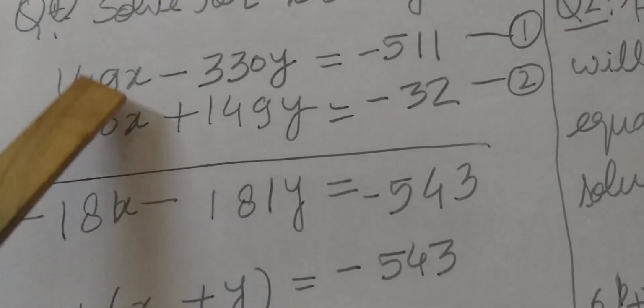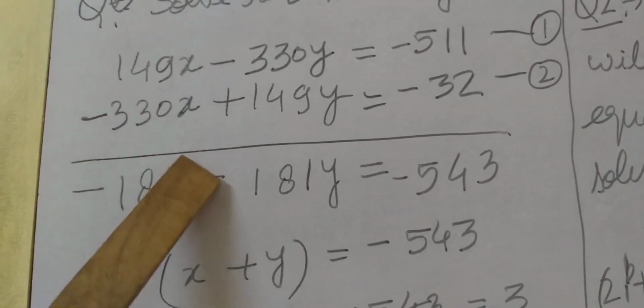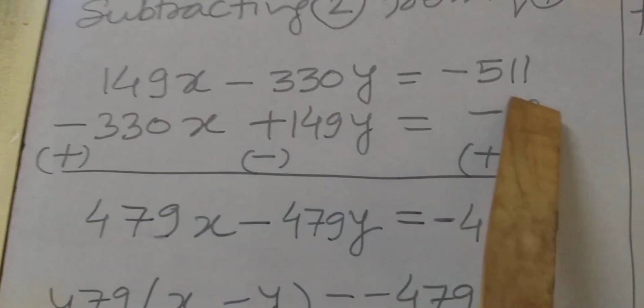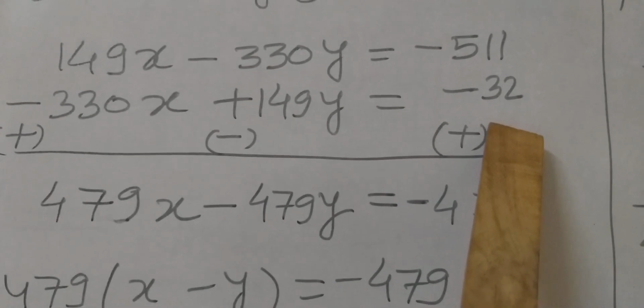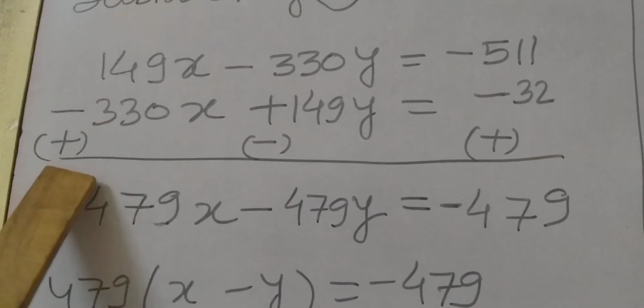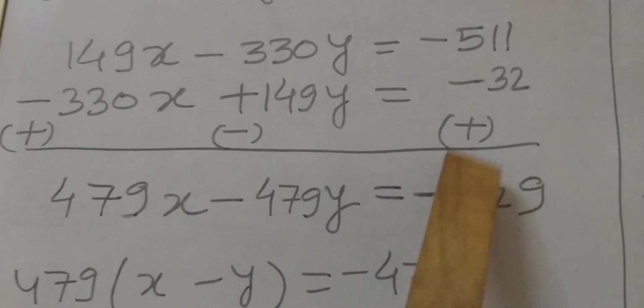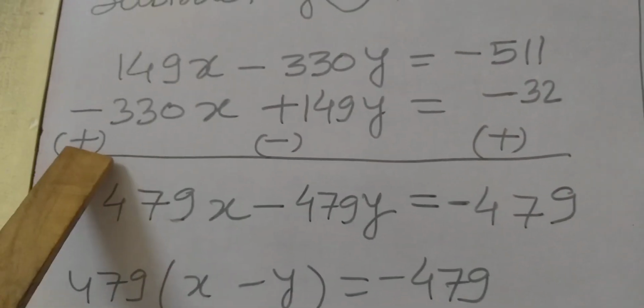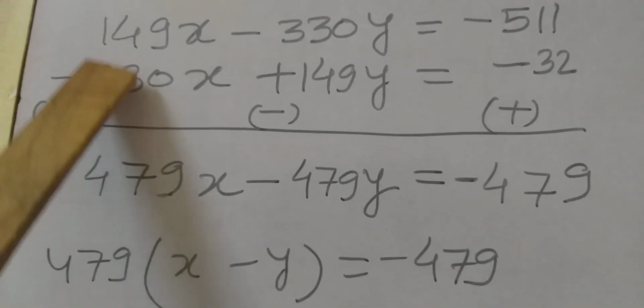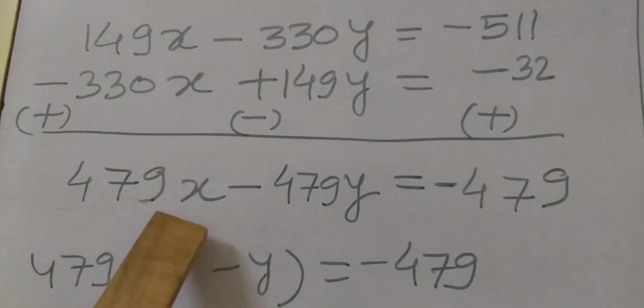Now one time we have to subtract both of them. Subtracting 2 from 1, students. So this is equation 1, this is equation 2. We are subtracting, that's why we have to change the signs. Negative value becomes positive, positive becomes negative, negative becomes positive. Now students, you can see both have the same sign, so both are added, 479x.